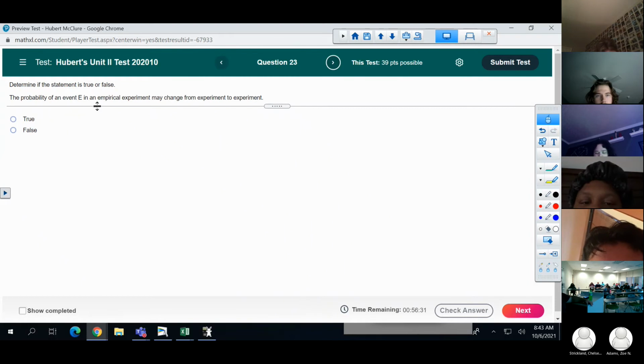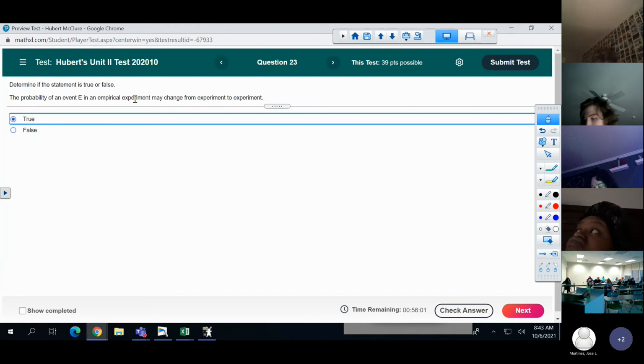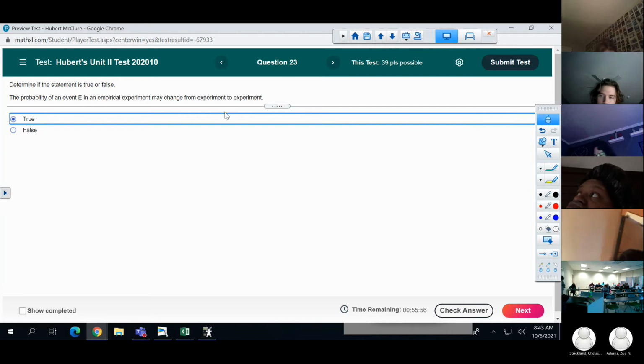The probability of an event of an empirical experiment may change from experiment to experiment. True or false? True. Rolling a die. Now, it says an event. It doesn't say the same event, does it? Is the probability of 6 on a die always going to be 1/6? Yes, that's the same event. Now it says the probability of an event may change from experiment to experiment. An experiment is an observation, actually doing it. So yes, it may change.